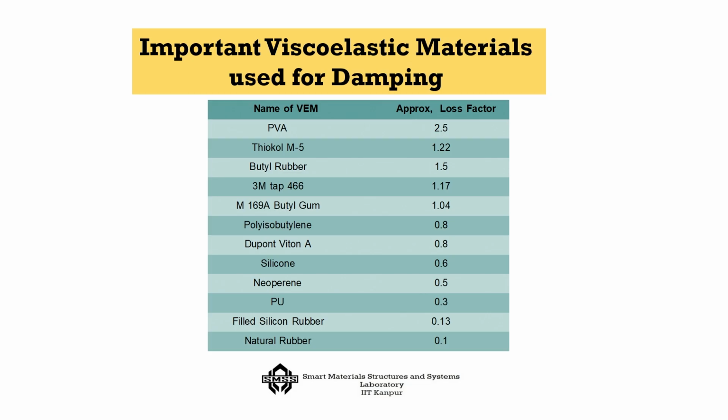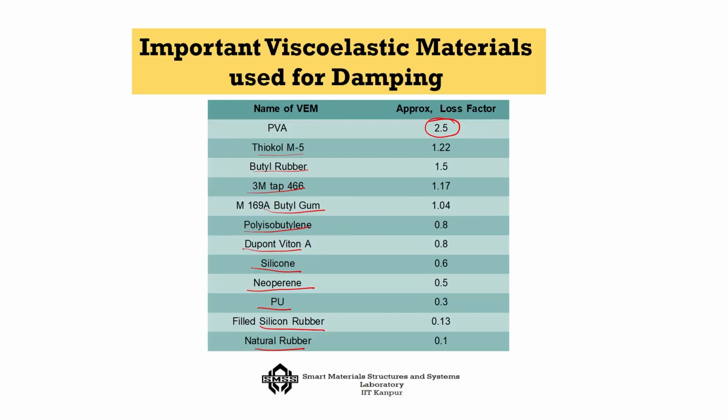The viscoelastic materials which have a very high loss factor, the highest being polyvinyl acetate PVA, then you have thiokol, butyl rubber 3M, butyl gums, polyisobutylene, DuPont Viton A, silicone, neoprene, PU, silicone rubber, natural rubber. So, these are the materials which are generally used. Where are we going to use them? There are many varied applications, but one very critical application is sealing. These materials are used as a sealant between two joining systems.